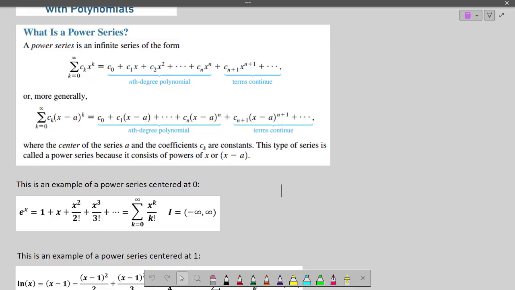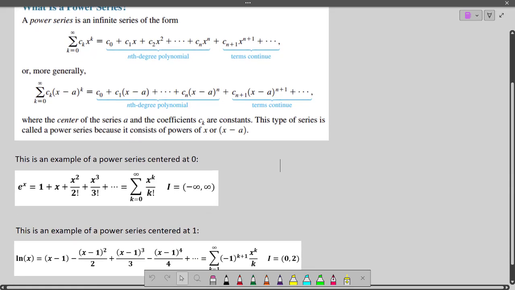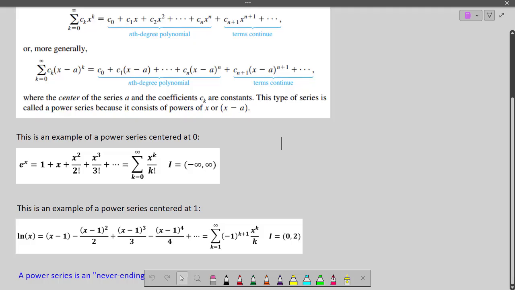What happens is that almost all of our common functions, most of them, can be written as power series. Almost every function that you encounter can be written as this never-ending or infinite polynomial, which is going to be convenient in many ways. So that's the first thing, is that most functions can. Let me give you an analogy.